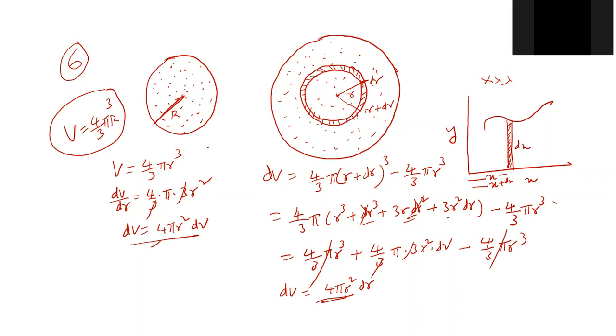Sir, why can't we ignore dr? dr is what we want. No, dr is infinitesimally small, but dr is what we wanted. This one. If I ignore it, the whole idea is gone.